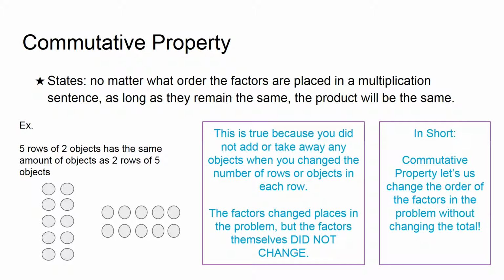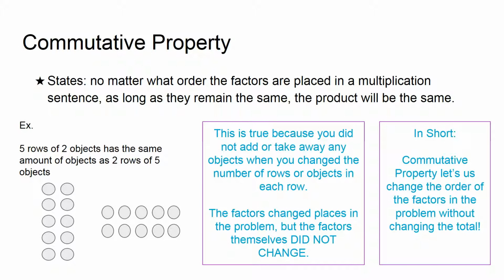Let's begin with the commutative property. It states that no matter what order factors are placed in a multiplication sentence, as long as the factors remain the same, the product's going to remain the same. This is true because when we arrange counters or objects into an array and we want to use the commutative property, we don't take any counters out, we don't put any counters in. The only thing we're doing is switching the 2 numbers in the fact to represent rows and groups. So let's take a look at the example. 5 rows of 2 objects, which is on the left-hand side, has the same amount of objects as 2 rows of 5 objects. That one's on the right-hand side.